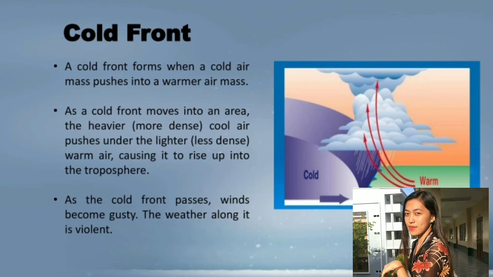As a cold front passes, winds become gusty. The weather along it is violent. There is a sudden drop in temperature and also heavy rain, sometimes with hail, thunder, and lightning. Atmospheric pressure changes from falling to rising at the front.